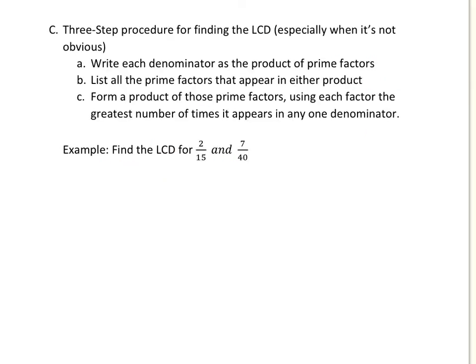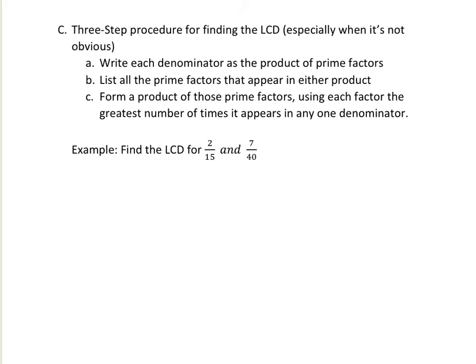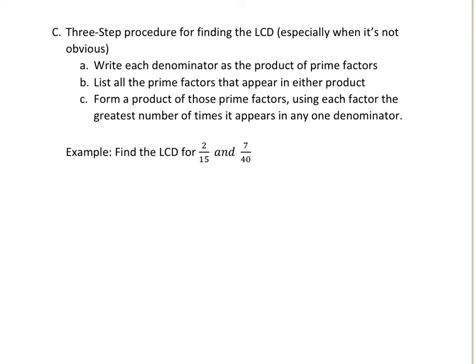When you're dealing with numbers that are not as easy to work with as the ones that we've just had, especially if you have really large denominators, this 3-step procedure will really help you to find the lowest common denominator. And the steps are to write each denominator as a product of its prime factors, which we practiced earlier, and then list all the prime factors that appear in either product, and then form a product of those prime factors using each factor the greatest number of times it appears in any one denominator.